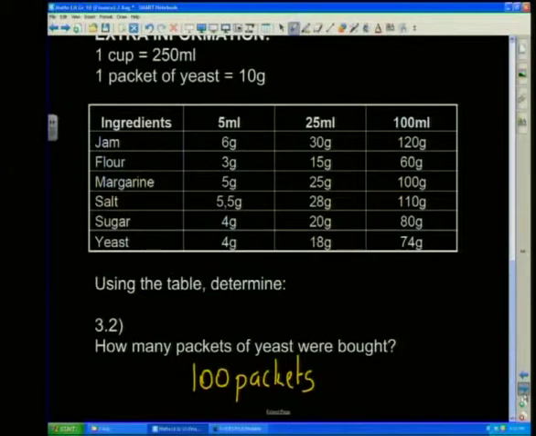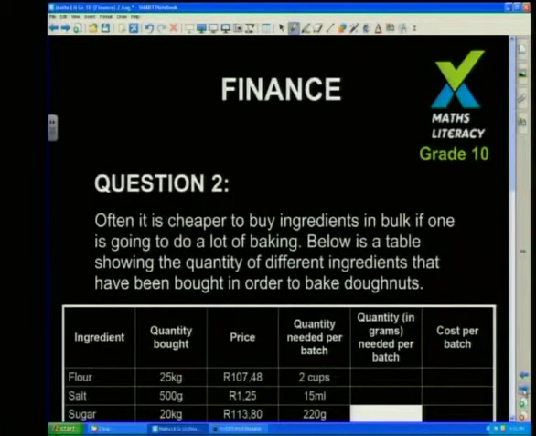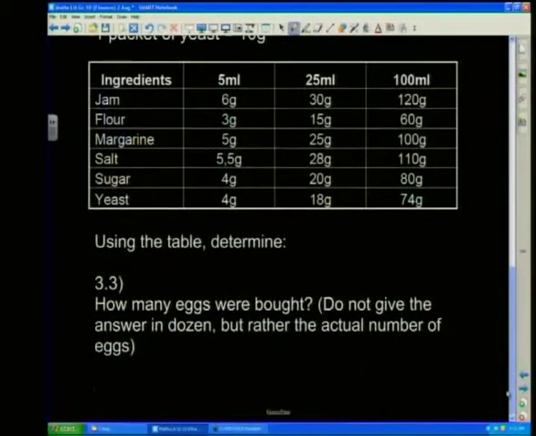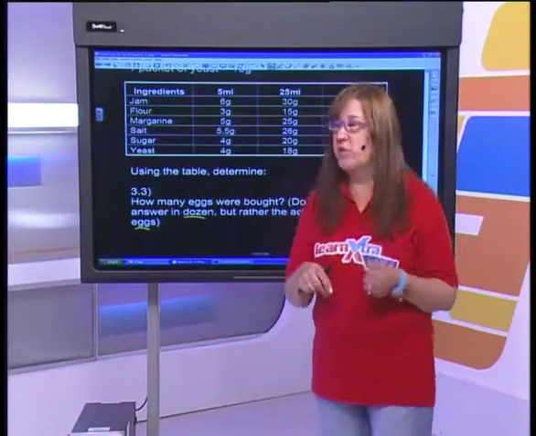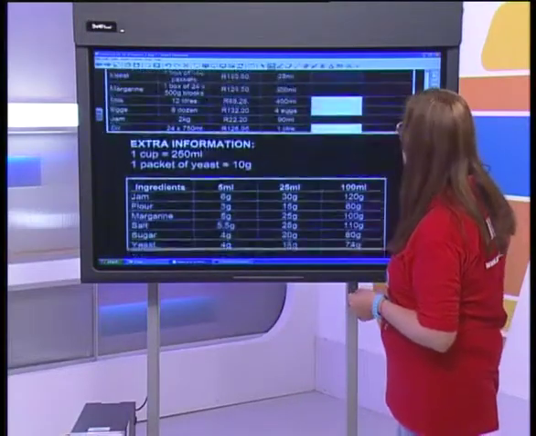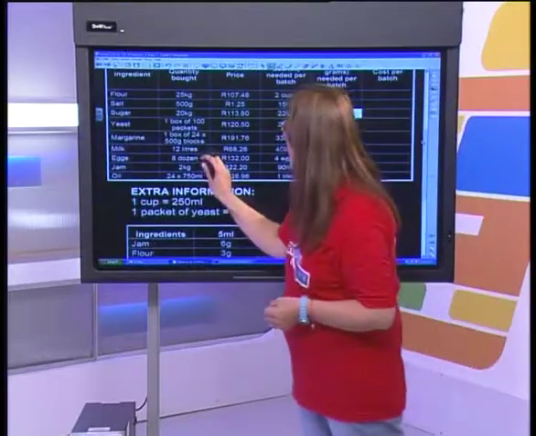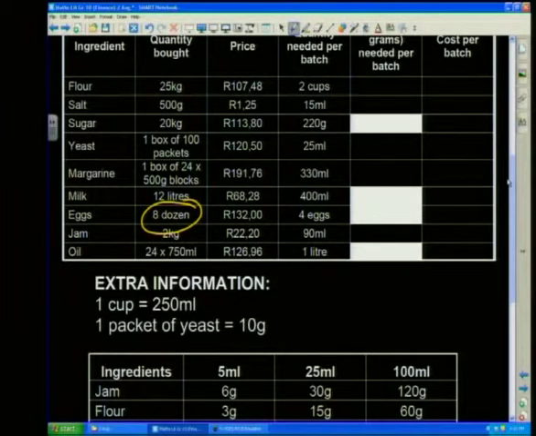Next question asks us, how many eggs were bought? Do not give the answer in dozens, but rather the actual number of eggs. So let's go see our table. How many eggs were there? Find the eggs. We had 8 dozen.